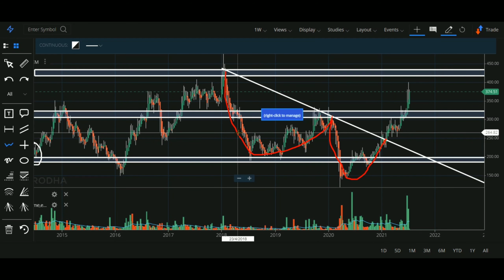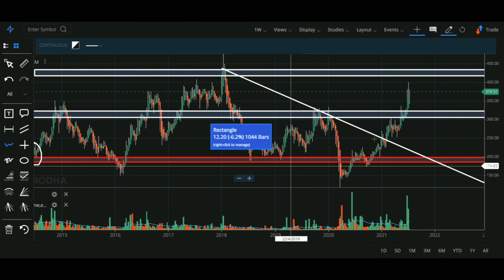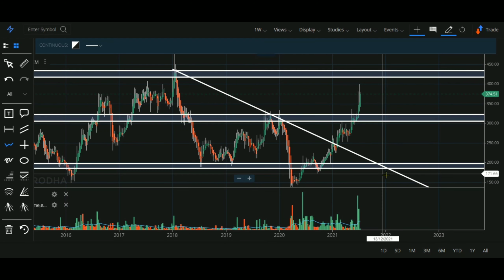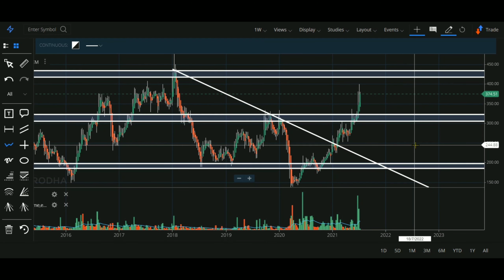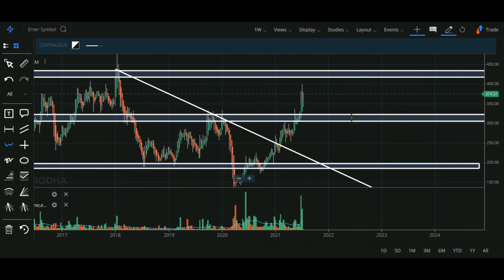This is one thing that you need to make sure: whatever resistance and support zones you make, you don't have to necessarily enter at that specific point itself, or while the stock gives a breakout at that specific zone itself. You can even try to figure out if there are any major chart patterns that this chart is forming, or any other indication which helps you understand that this stock is going to break out.